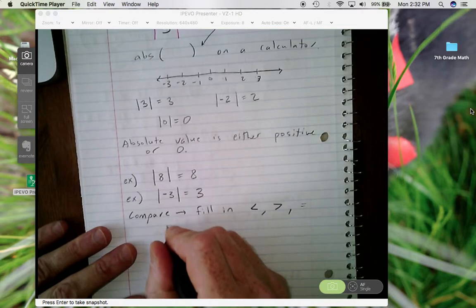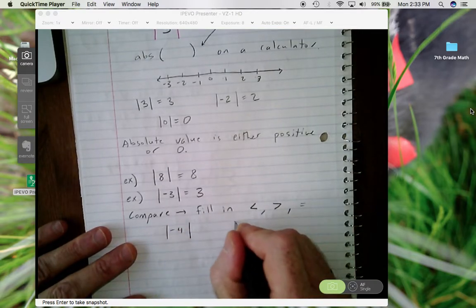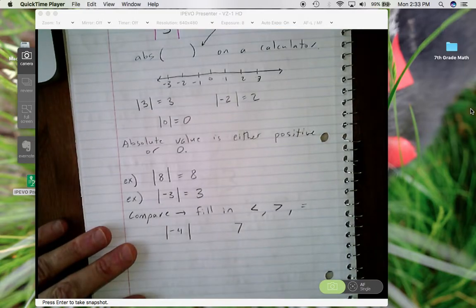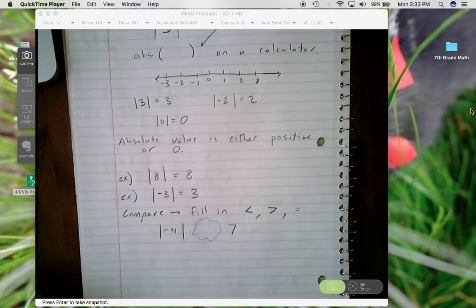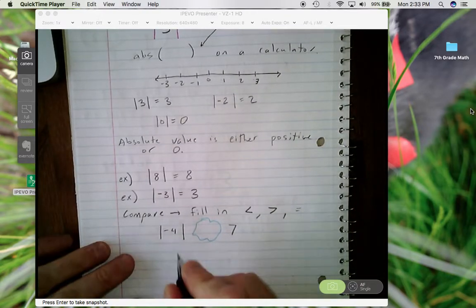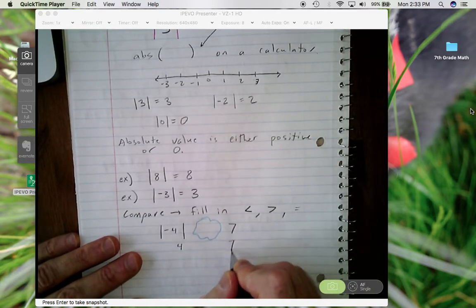So here's one. I've got the absolute value of negative 4 and the number 7. What would go in the space there? Well, let's think about it a little bit. The absolute value of negative 4, well, that's 4. And 7 is just 7.